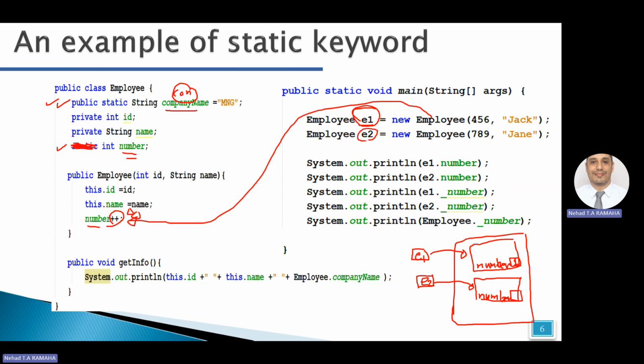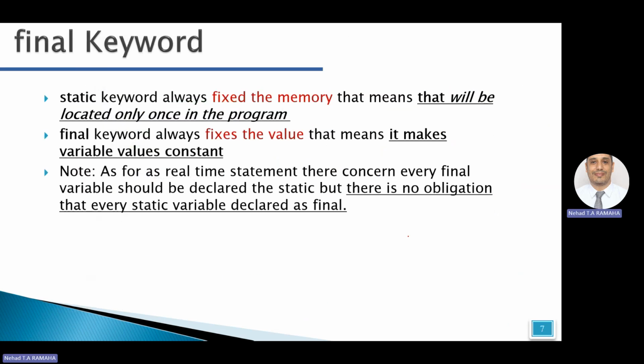Okay, we create E2. We use the constructor. What's the constructor doing? Increase number by 1. But which number? Number that belong to E2. So E2 dot number plus plus means increase by 1. It was the default one, 0. It's become 1. So this is different. This is just a quick read.